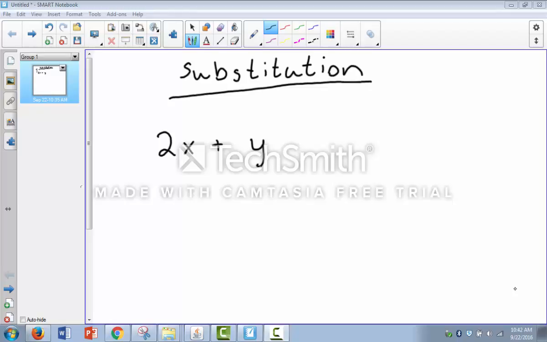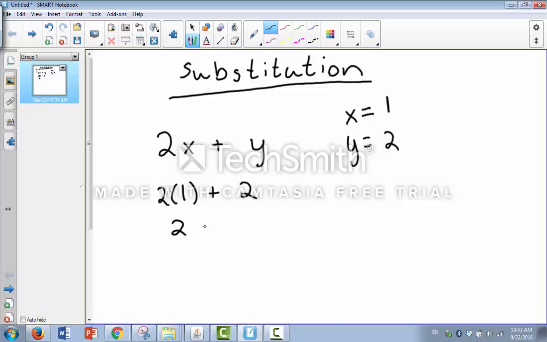Okay, substitution. Start with a fairly simple equation like this, 2x plus y. In substitution, they're going to tell you what the letters are. So 2x means 2 times x. So whatever number we put in, we're going to multiply and then plus y. So let's just start with 1 and 2. This means when I have x equals 1, every time I see an x, I'm going to put in a 1. And then y equals 2, instead of having a y, we're going to put in a 2. So this is 2 times 1, 2, plus 2, which is 4.